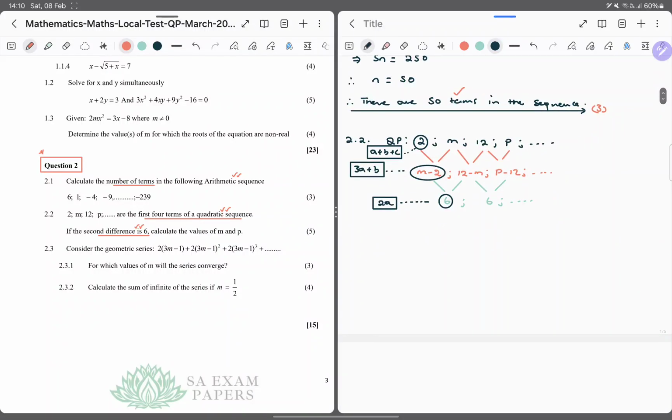Okay, now we're not going to waste time. What is the question? We need to find m first. So we know that essentially 12 minus m minus m minus 2 is 6, because it's a quadratic sequence. So this implies that we have 12 minus m plus 2 equal to 6.